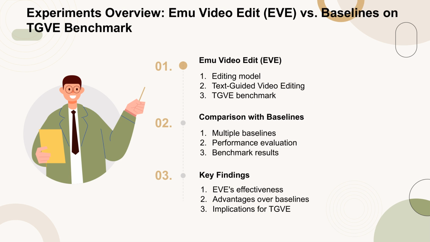In this section, we discuss the experiments conducted to evaluate the EMU Video Edit (EVE) model against multiple baselines on the Text-Guided Video Editing (TGV) benchmark. The EVE model is specifically designed for editing tasks guided by textual instructions. The comparison with baselines allows us to assess the performance and effectiveness of EVE in this context. Key findings from the benchmark results highlight EVE's advantages and its implications for the TGV field.